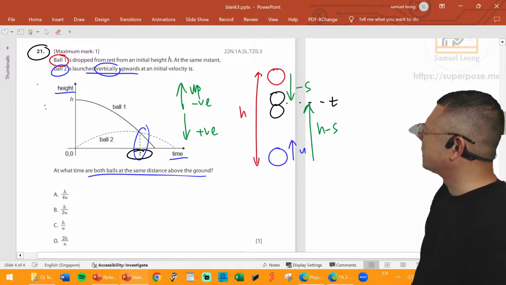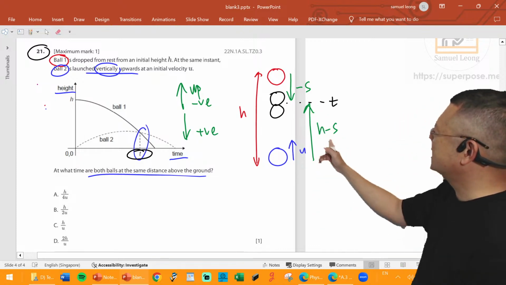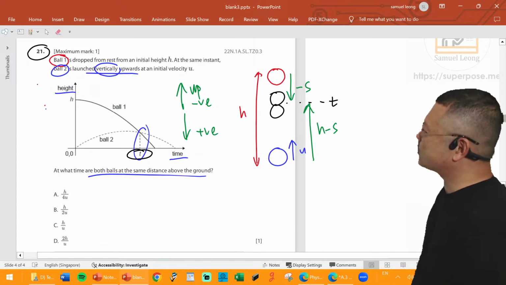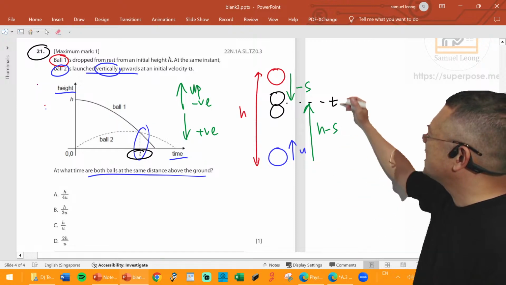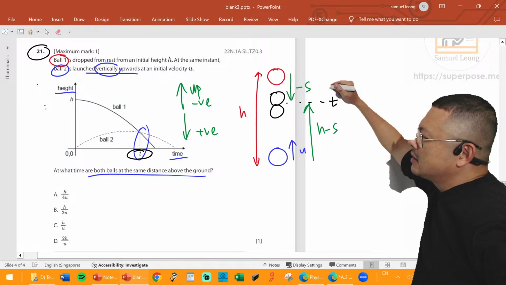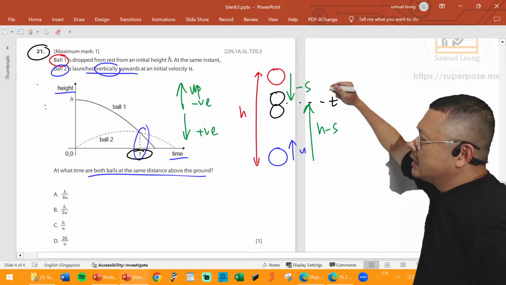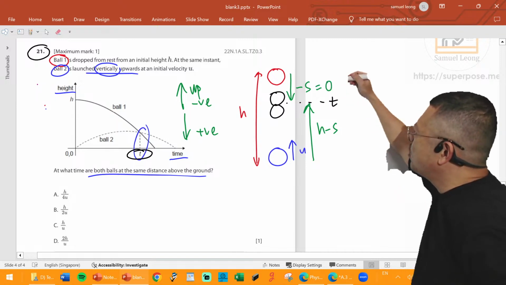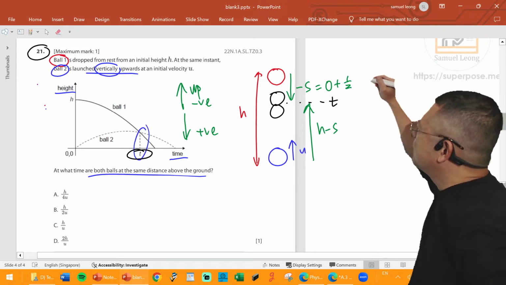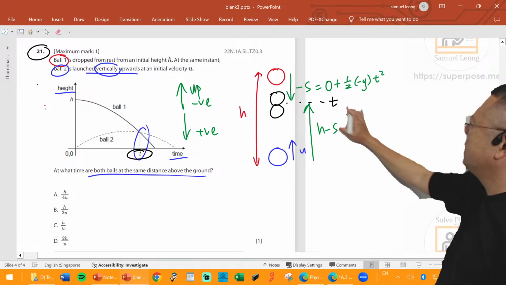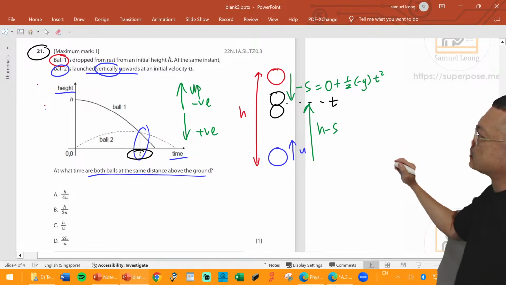Is the notation correct though? This is minus S, the other one is H minus S. I don't know, man. Okay, let's try this. I'm just going to have to try it. So for the first ball, negative S equals 0 plus half negative g t squared. I write down the first equation first.